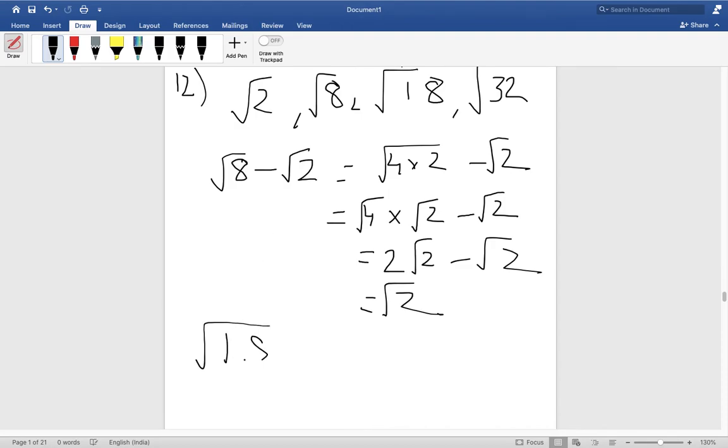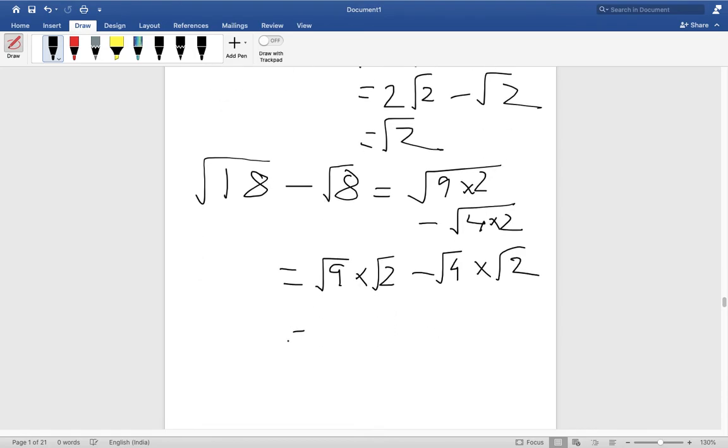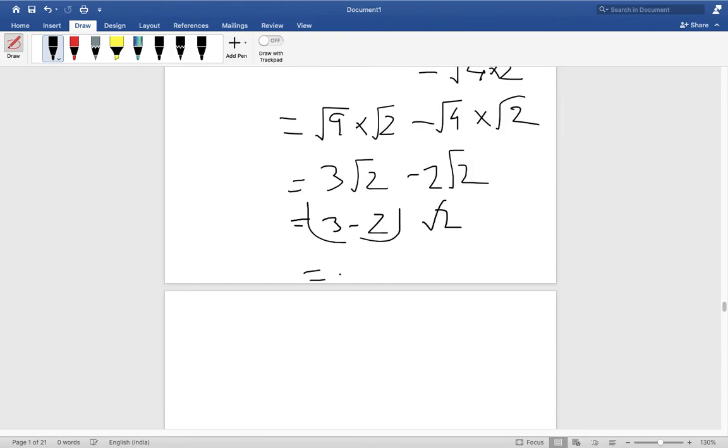Let us look at the third term and the second term. The difference, square root of 18 minus square root of 8. 18 is 9 into 2. 8 is 4 into 2. You can write this in this way. Square root of 9 is 3. Square root of 4 is 2. Take square root of 2 common. 3 minus 2 is 1. 1 into root 2 is root 2.